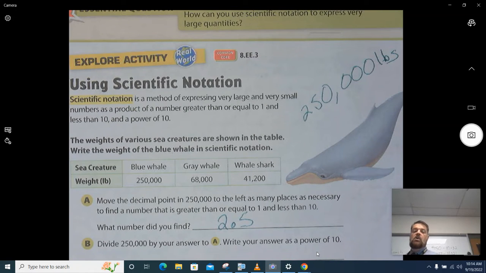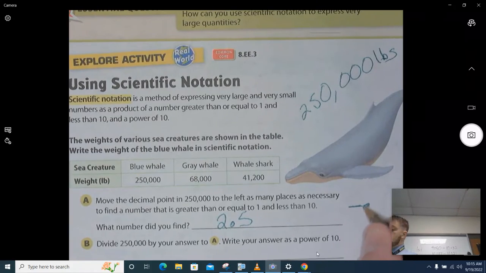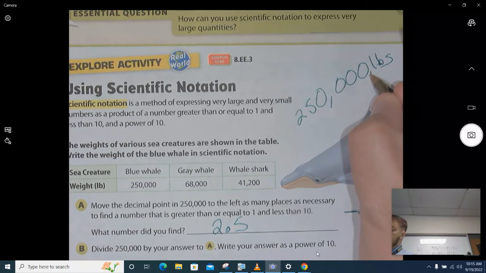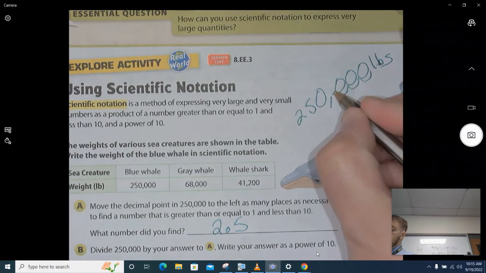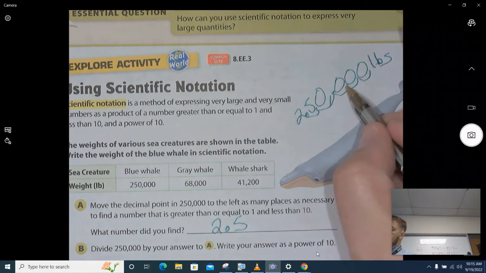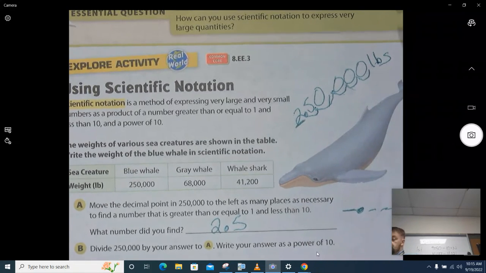What would be nice is if I could write it like this, wouldn't it? So it says move the decimal from 250,000 to as many places necessary to find a number that is greater than or equal to 1 but less than 10. So scientific notation, we really only want one digit here and then a decimal point and then all this other stuff. So what we're doing is we're moving 1, 2, 3, 4, 5. Let's count that again. 1, 2, 3, 4, 5 spaces until I have one digit in the front.